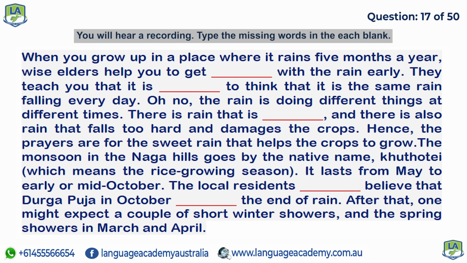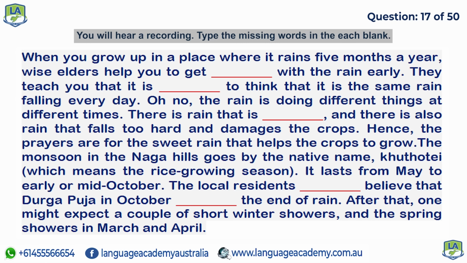When you grow up in a place where it rains 5 months a year, wise elders help you to get acquainted with the rain early. They teach you that it is ignorant to think that it is the same rain falling every day. Oh no, the rain is always doing different things at different times. There is rain that is gentle, and there is also rain that falls too hard and damages the crops. Hence, the prayers are for the sweet rain that helps the crops to grow.